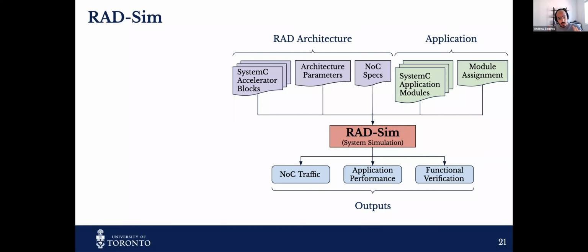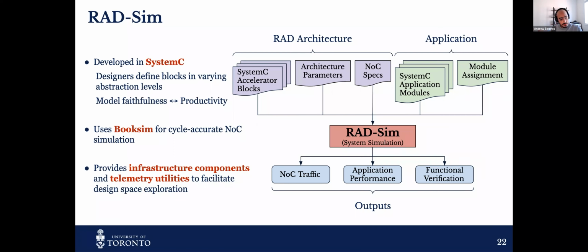So focusing more on RAD-Sim, as I mentioned, it gets some application-related inputs, which are the application modules to be implemented on the FPGA fabric, and the module assignments to NoC routers, and some RAD architecture-specific inputs, things like the accelerator blocks that you want to have in your RAD, some architecture parameters and NoC specification. Then it produces the NoC traffic reports, the end-to-end application performance, and verifies the functionality of your application if you want to do that.